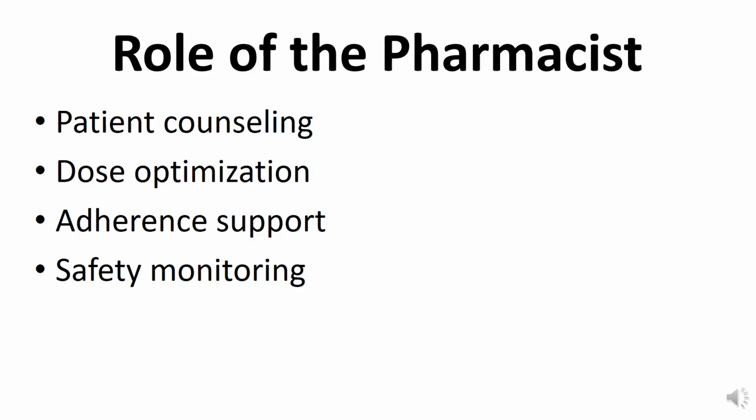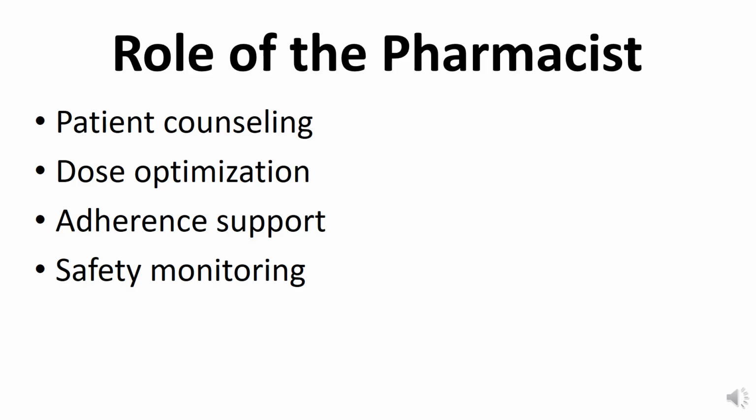Dose optimization is another key role of the pharmacist. Hormone levels can change over time. That means medication doses may also need adjustment. Pharmacists review lab results and clinical responses carefully. In diabetes care, insulin doses may change with meals or exercise. In thyroid disease, levothyroxine doses depend on TSH levels. The goal is always to achieve hormonal balance safely.